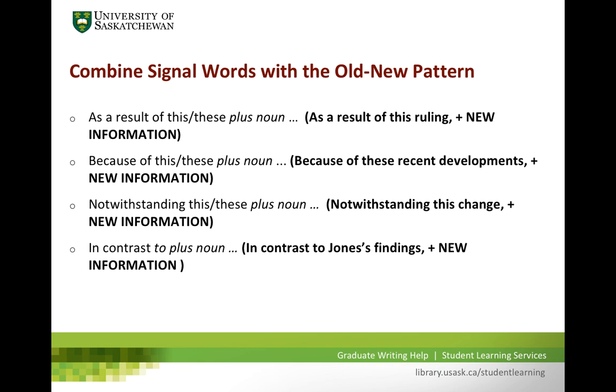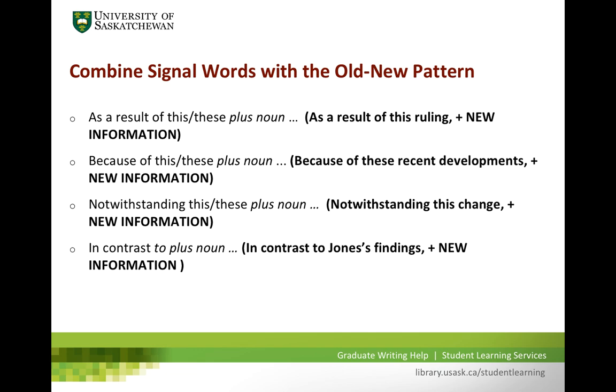So one very good strategy is combining signal words with the old new pattern, particularly when you're pivoting to a new idea, and particularly when you're starting a new paragraph. Let's have a look at how this might work. So if you've got something like "as a result," join it to "this" or "these" plus a noun. In an example here, you would have "as a result of this ruling," and then you'd add some information to the end of the sentence.